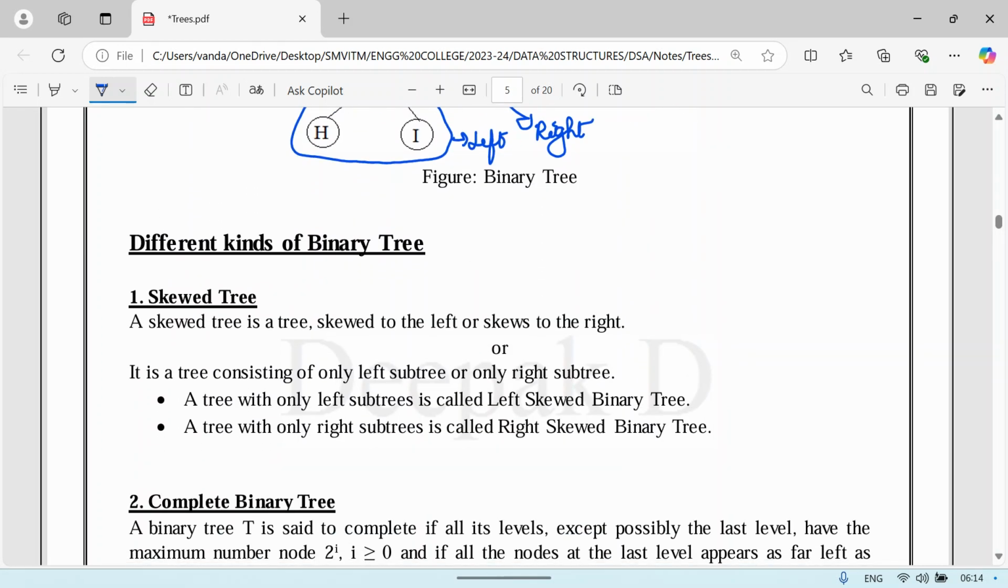And skewed binary tree, this is also very important. If there is a root like this, and all the nodes are towards any one side, this can be considered as a skewed tree. If all the nodes are towards its left, there are only left subtrees present, then it is called a left skewed tree. And if all the nodes are towards its right, there are only right subtrees present, then it is called a right skewed binary tree.